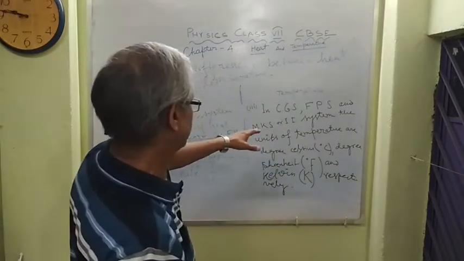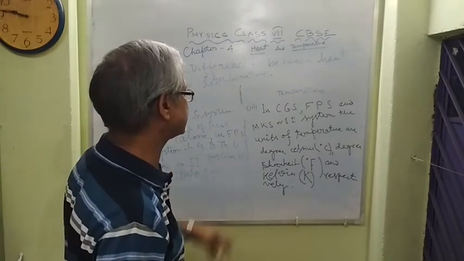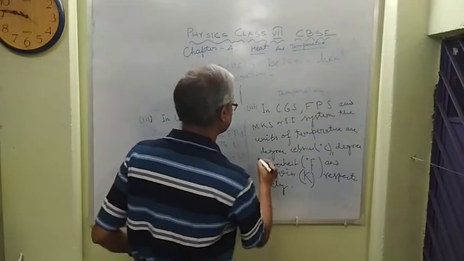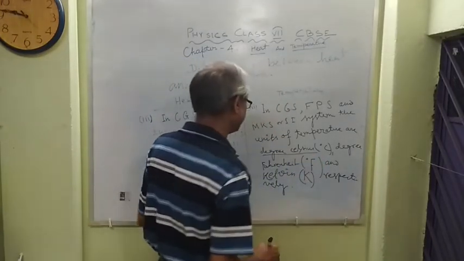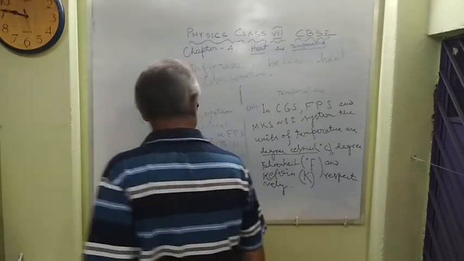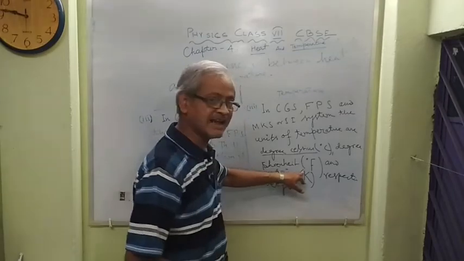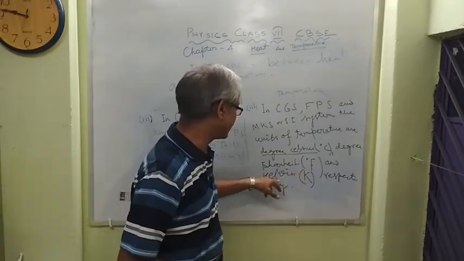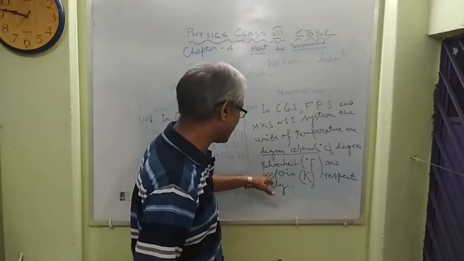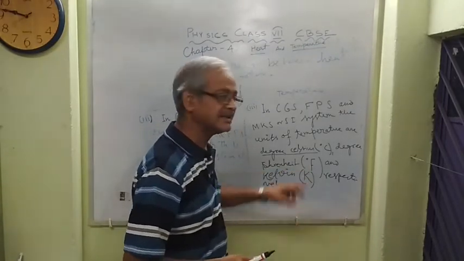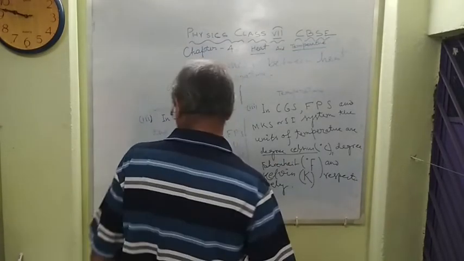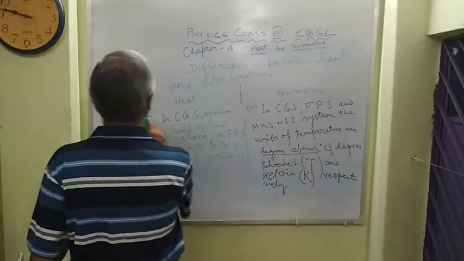In CGS, FPS and MKS or SI system, the units of temperature are degree Celsius, degree Fahrenheit and Kelvin respectively. Here, see that no degree sign is put in the case of Kelvin. Degree Kelvin may be sounded, but no degree sign is required. Next.